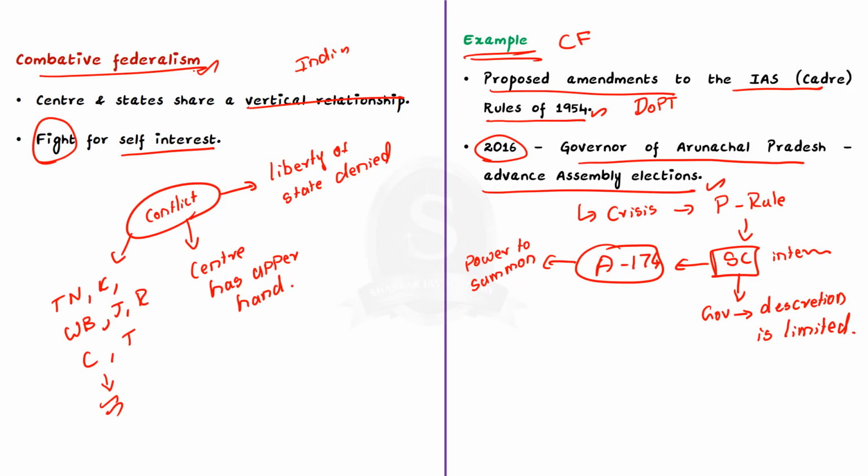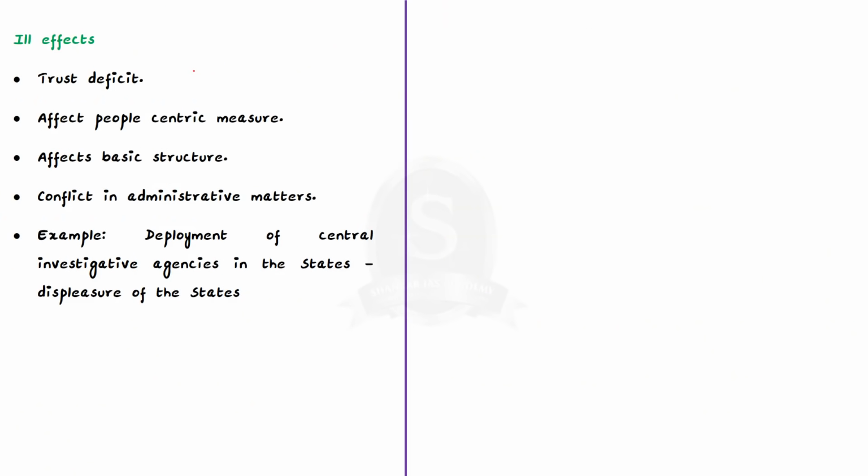Now let us see some of the ill effects of combative federalism. Firstly, combative federalism will lead to trust deficit between the center and the state. Secondly, since the center and the state is always fighting, there will be a delay in the implementation of people-centric welfare measures. Next, this whole issue of combative federalism is against the basic structure of the constitution.